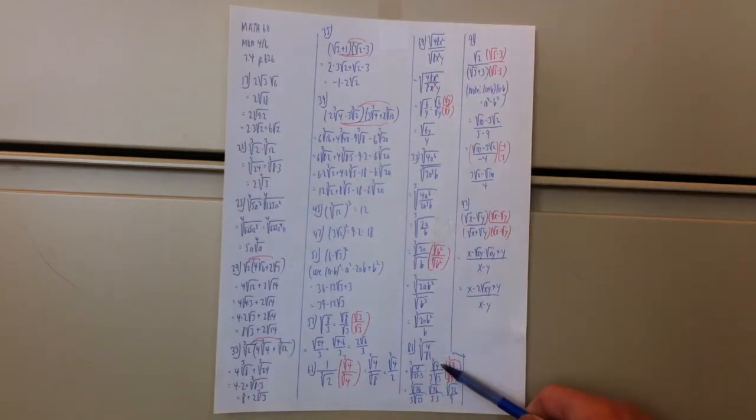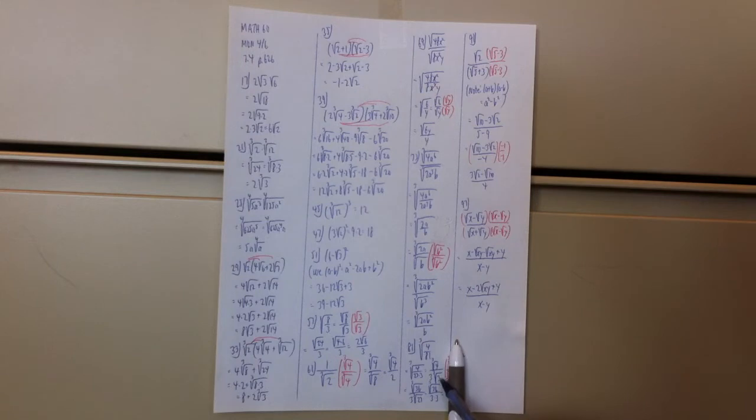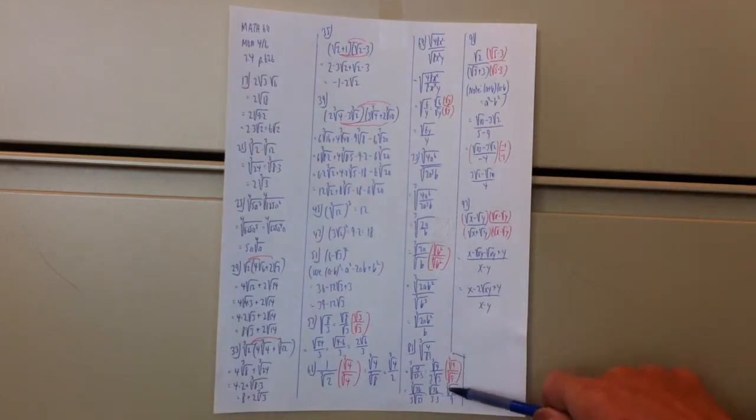So at this stage of the game, I now have this and this. And once again, I'm playing the situation where I've got the cube root of 3. I want to build this up to 27 because the cube root of 27 is 3. So what do I multiply 3 by to get up to 27? Well, that would be 9. So I'll multiply the numerator and denominator by the cube root of 9, cube root of 9.